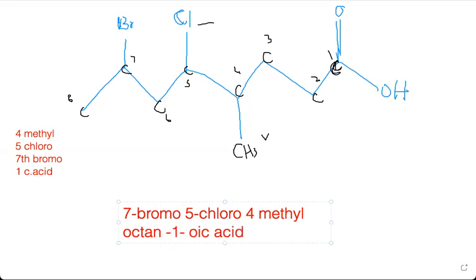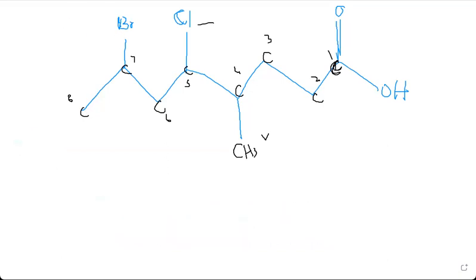But for octanoic acid, we already know that the carboxylic acid is attached to the corner carbon, so you don't have to mention the number. But if you want to go into detail, you can mention the number. This is so easy. Is it clear? Yes. Let me make one more structure.